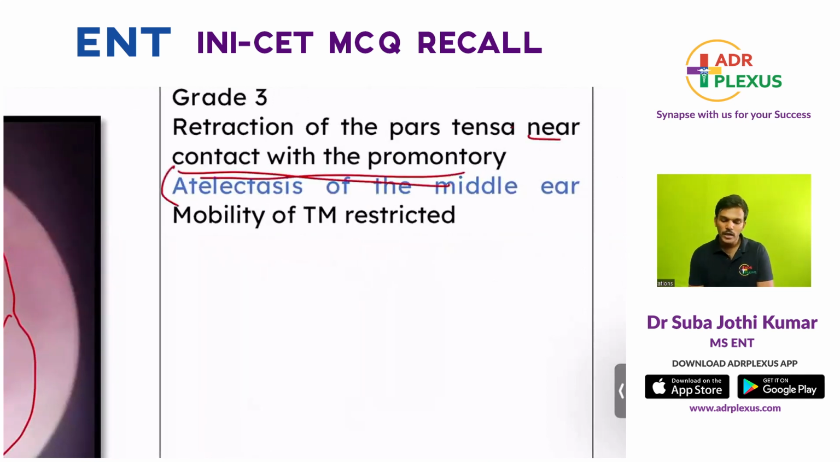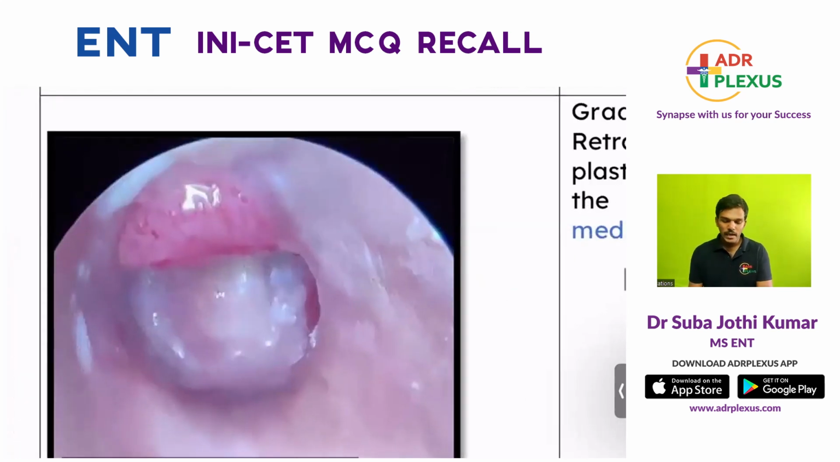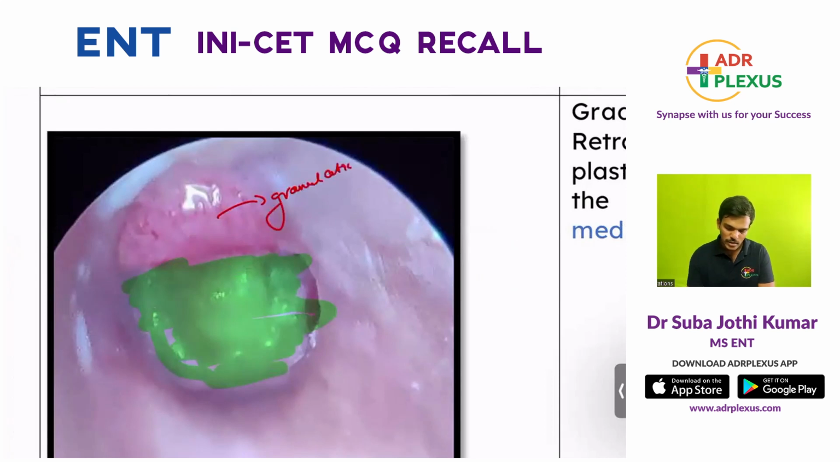We also call it atelectasis of middle ear. Now, see here, complete plastering of the tympanic membrane with the medial wall of middle ear. You could confuse yourself with this. This is nothing but granulation. Don't worry about this. Mostly grade 3 and grade 4 contain an enormous amount of granulation.